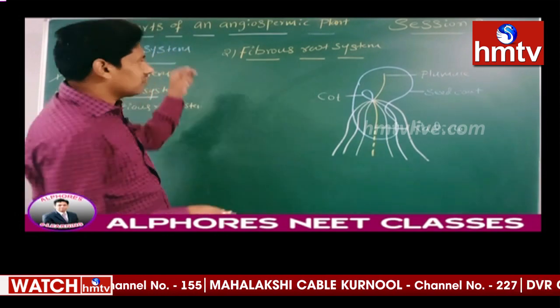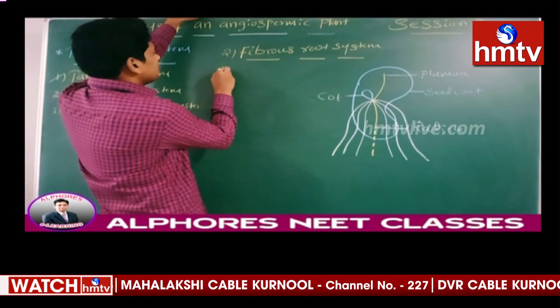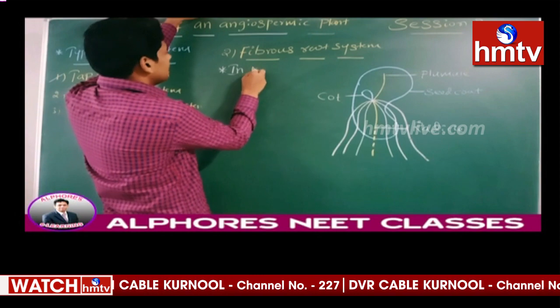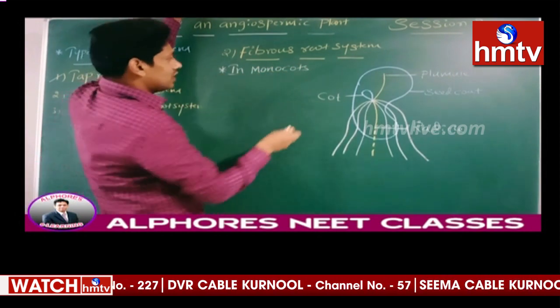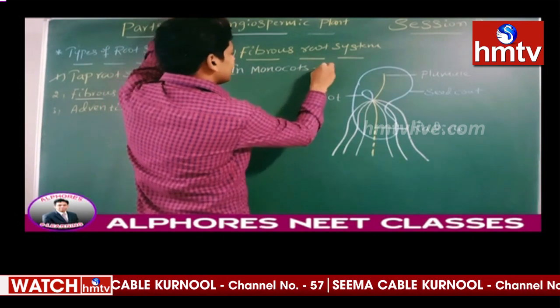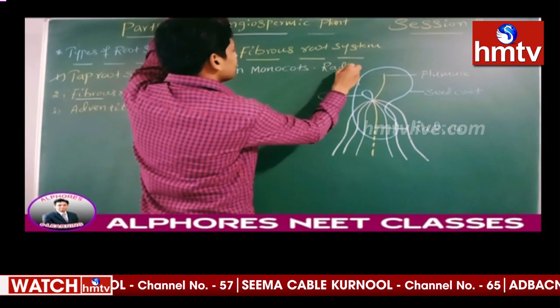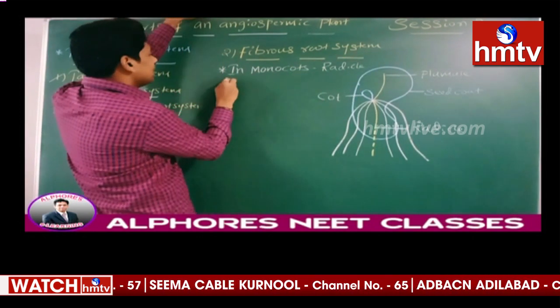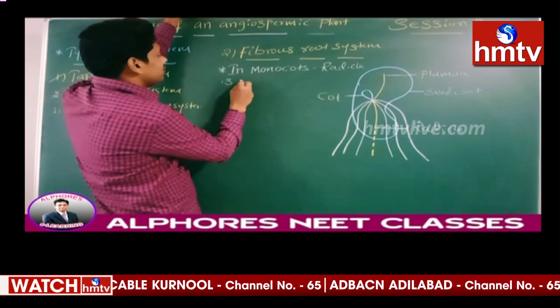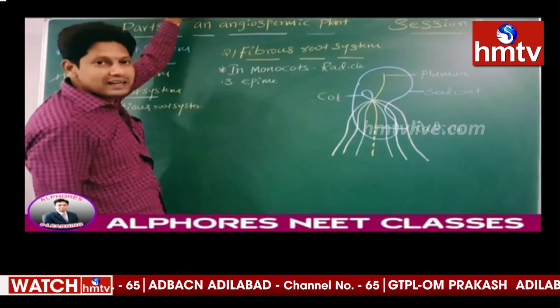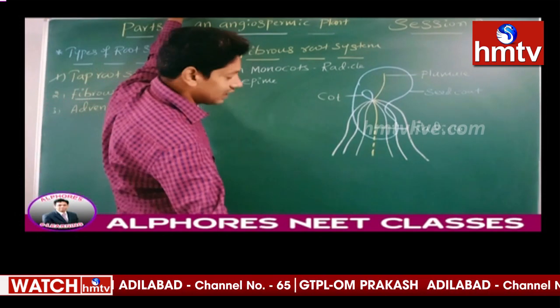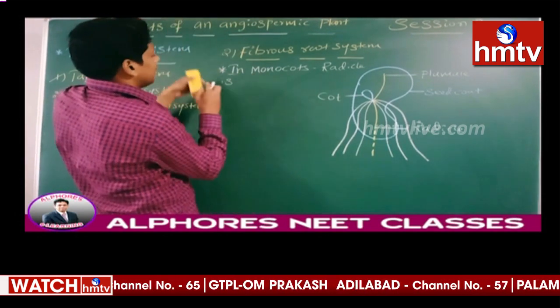Is it okay? Right? Therefore, in the case of which plants? Monocots. In monocots, the radicle is ephemeral. Radicle is ephemeral.